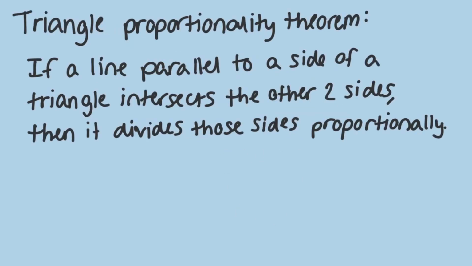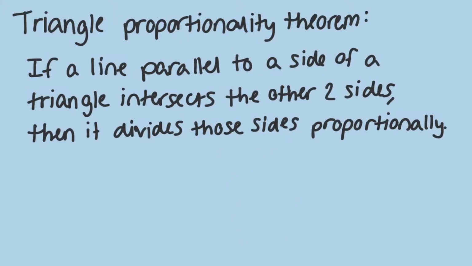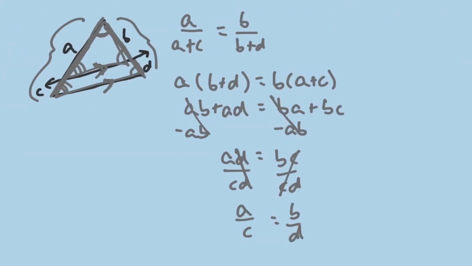So if a line parallel to a side of a triangle intersects the other two sides, so we have a line parallel to another line in the triangle and it intersects these two sides, then it divides those sides proportionally. So it divided this side and this side proportionally. So we can skip all this middle work now and use that theorem when we have a side like this.